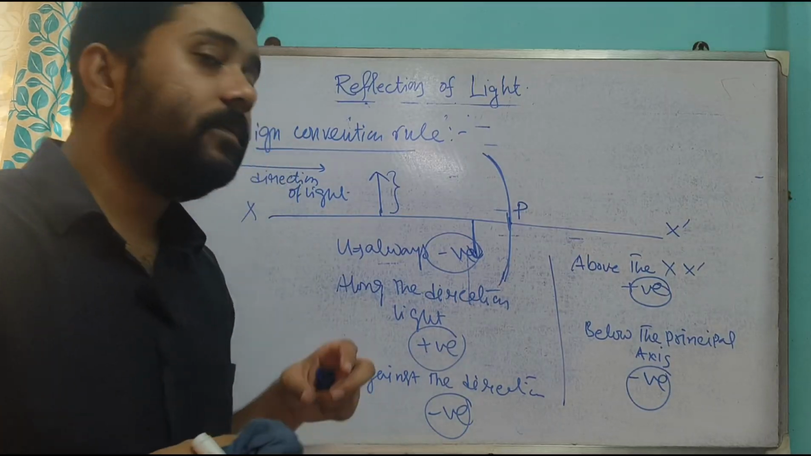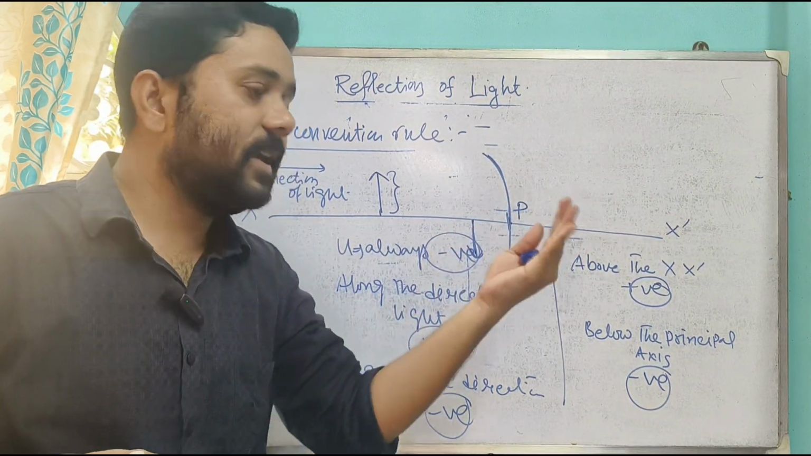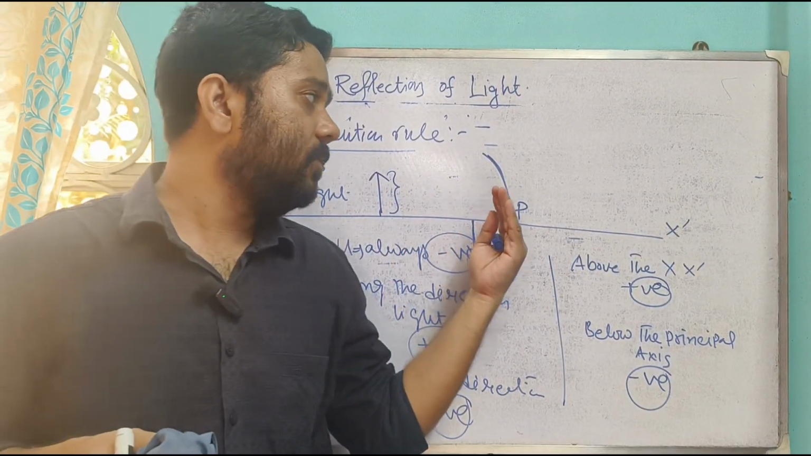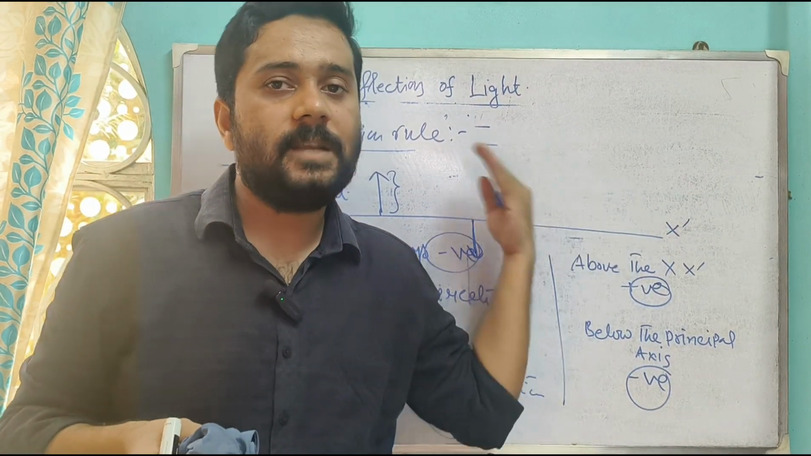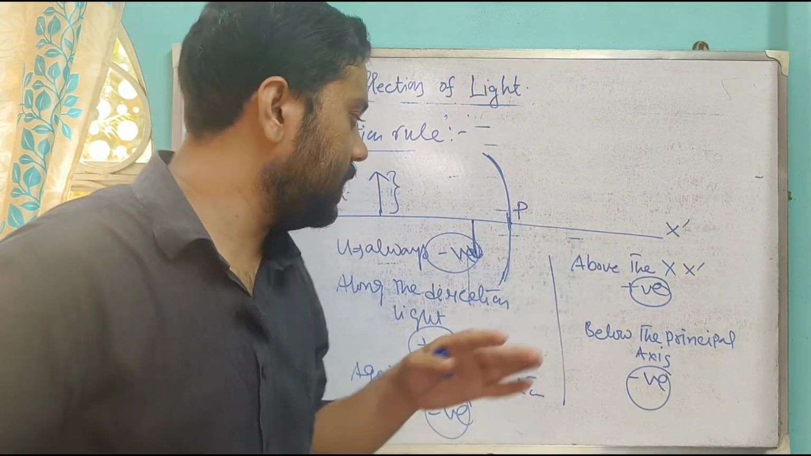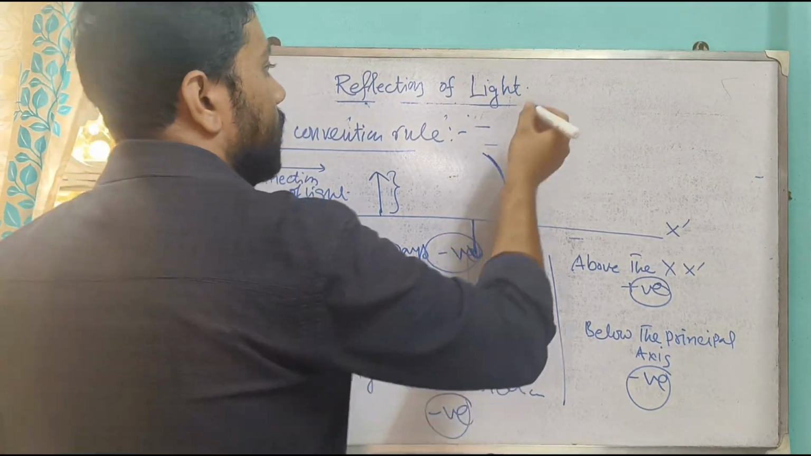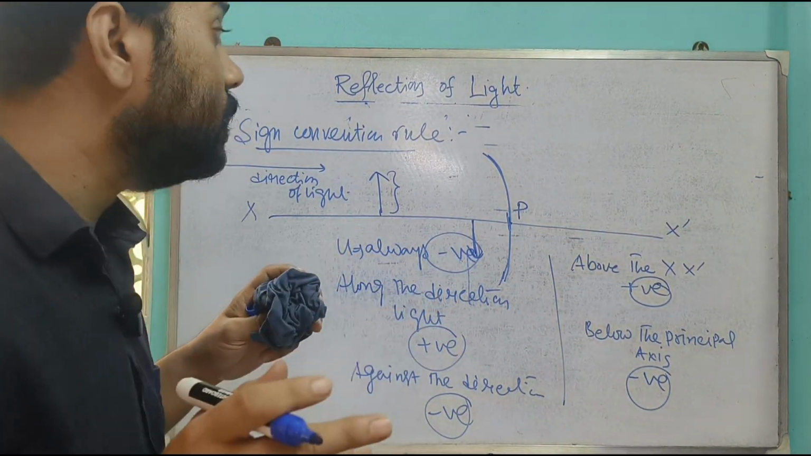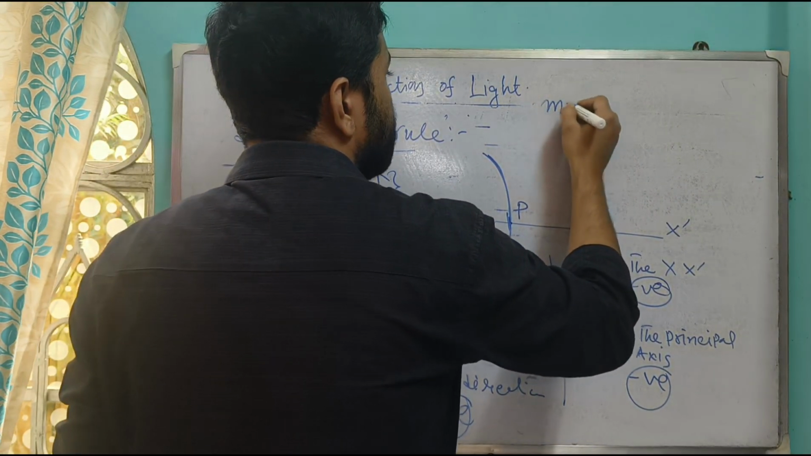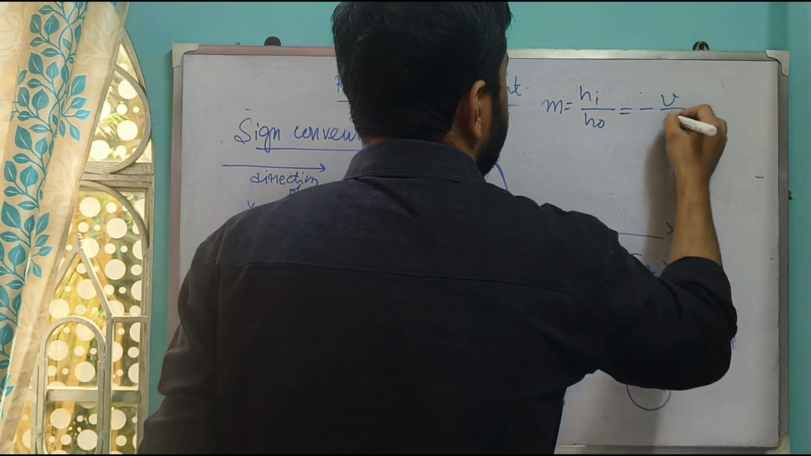So simple it is. If we measure the distance along the direction of light, we take it positive. If against the direction of light, we take it negative. Or in simple terms, you can remember that the right side of the pole is positive, the left side of the pole is negative. Above the principal axis is positive, below the principal axis is negative. It's very simple and clear. Now can you tell me, for magnification, we have studied that the formula is height of the image divided by height of the object, or minus v by u.